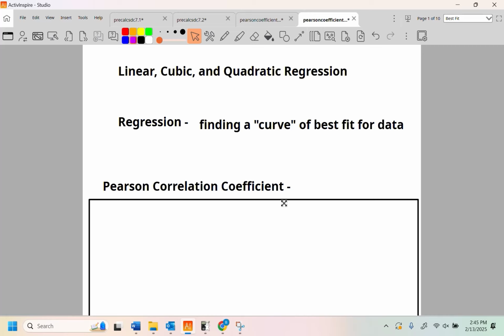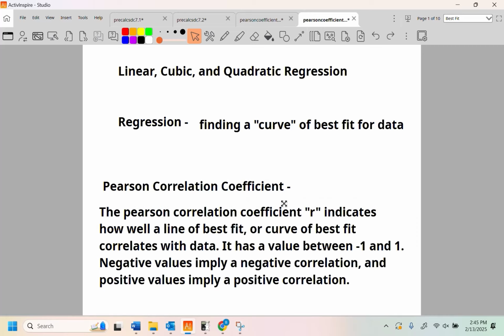We have what's called a Pearson correlation coefficient. There's a lot of words here. But this indicates how well a line of best fit or curve of best fit correlates with data. It has a value between -1 and 1. Negative values imply a negative correlation, and positive values imply a positive correlation. Again, pause the video, write down all this stuff. It's important.